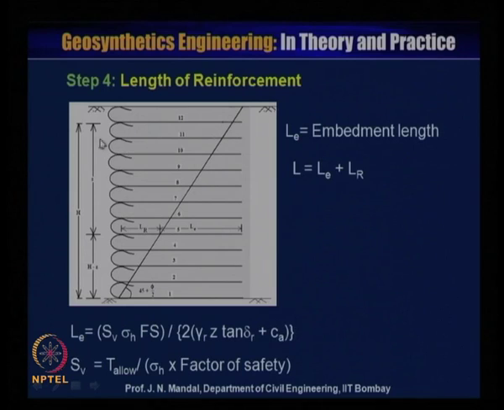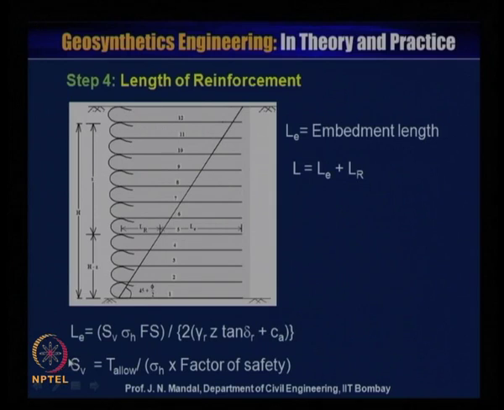Then you have to calculate what will be the length of the reinforcement. And here this is the LE, the embedment length, and this is the LR. So the total L will be equal to LE plus LR. This is the H, and at any depth Z, this is H minus Z, and this is the failure plane, which is making an angle of 45 degrees minus phi by 2.